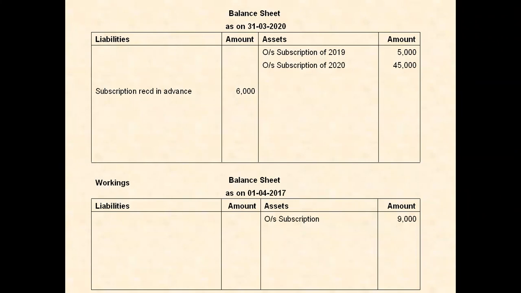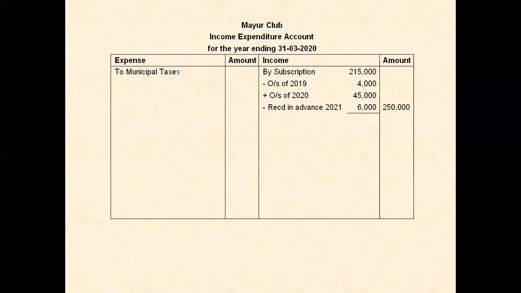Now we'll move to the next adjustment. Next adjustment is municipal taxes amounting to rupees 4,000 per year is paid up to 1st March. And municipal taxes are paid up to 30th June. It means April, May, June, 3 months is prepaid. So 4,000 is the amount of municipal taxes. Out of 4,000, 3 by 12, that is 1,000, is prepaid for the next year. But it is given in the bracket that municipal taxes at the beginning also 1,000 was prepaid. And next year prepaid will deduct here.